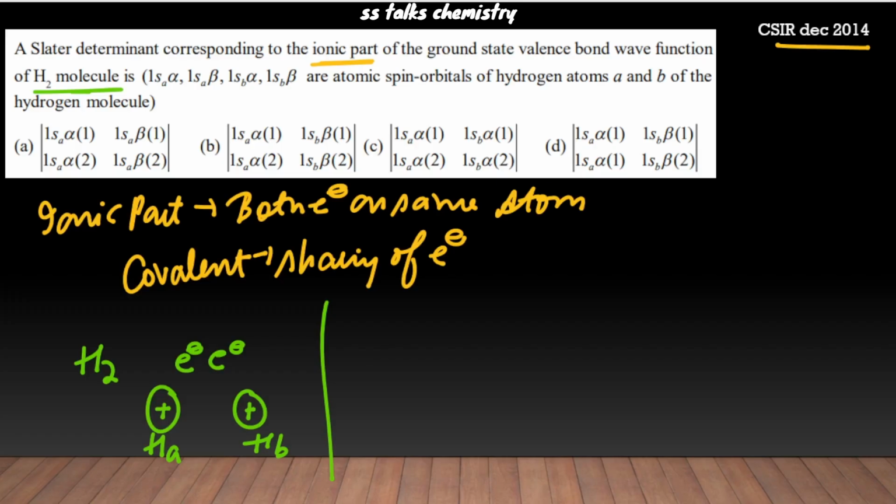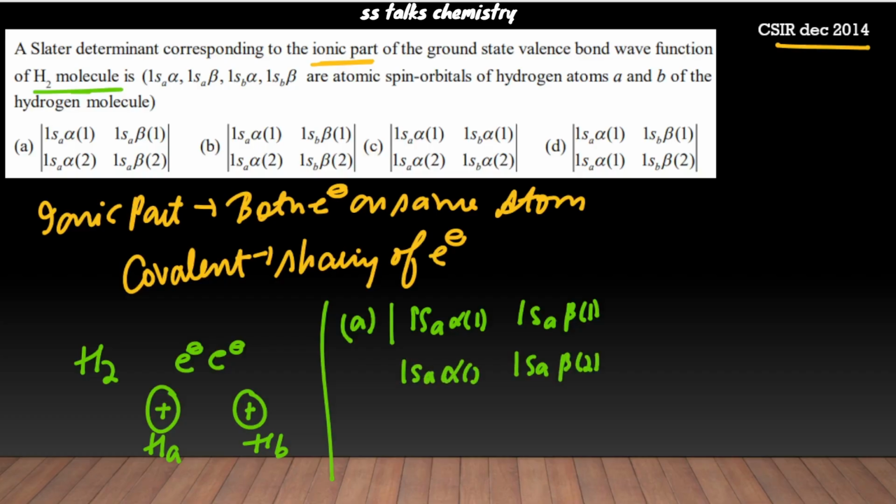So firstly, if I consider option A, it is showing 1sA alpha 1, 1sB, 1sA beta 1, right? Next it is 1sA beta 2. Similarly here it is 1sA alpha 2 that is given. So open this determinant, we will get a cross multiplication like this.